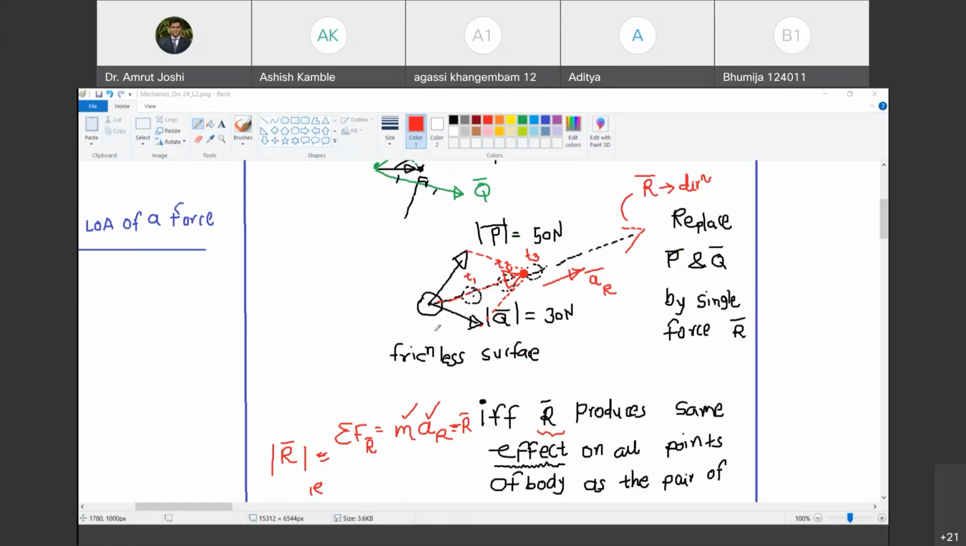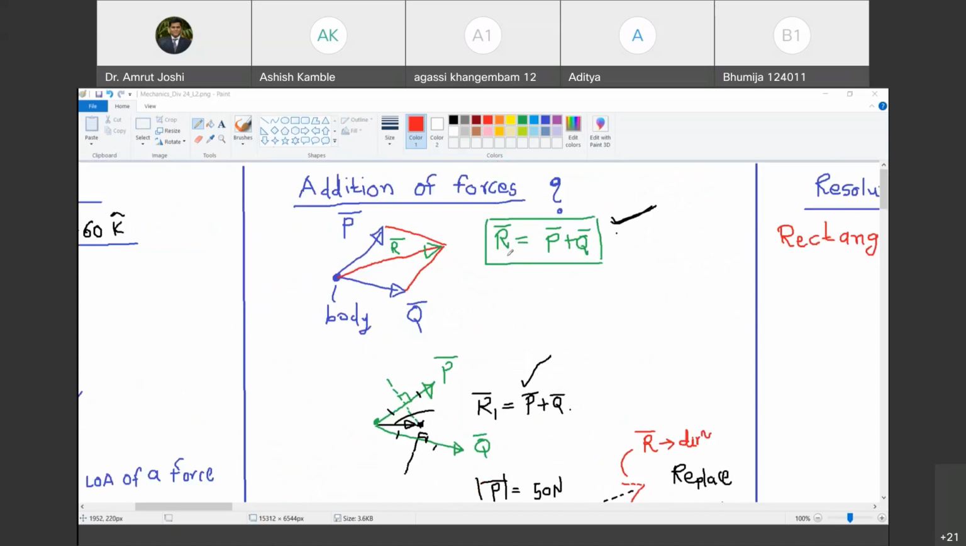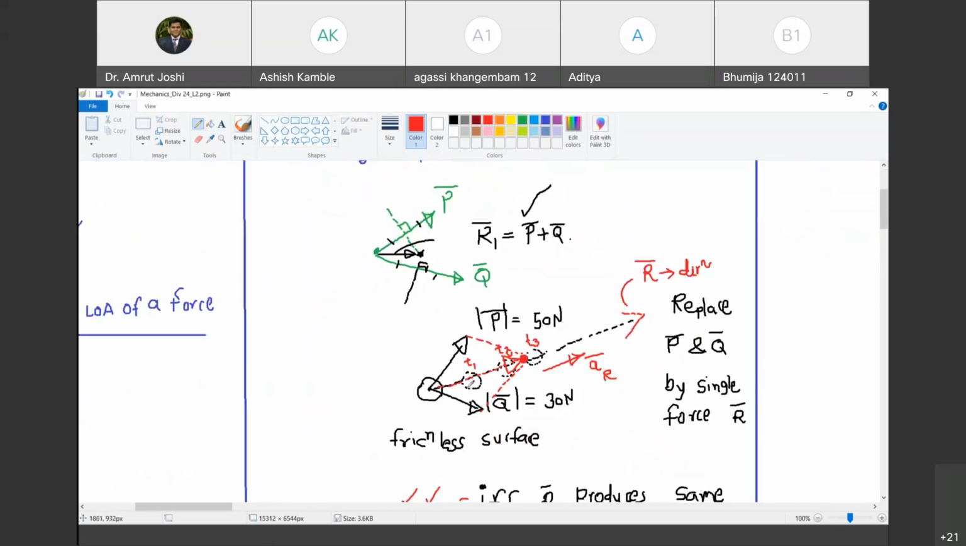Aditya, are you with me? Yes, sir. So therefore, this definition of addition of forces is based on the experimental observation. Do you agree with me? Yes, sir. So such numerous experiments were carried out at various places in our universe with various masses of the object, various values of P bar and Q bar.